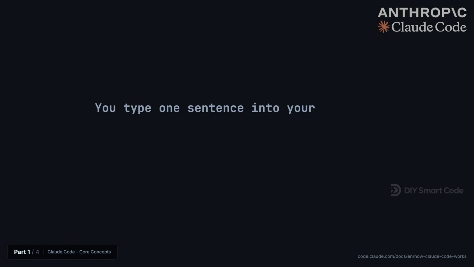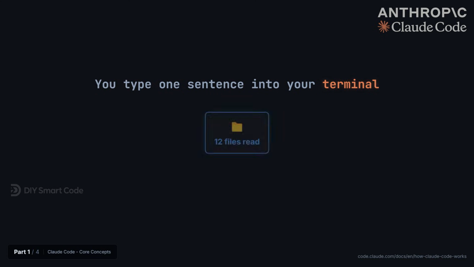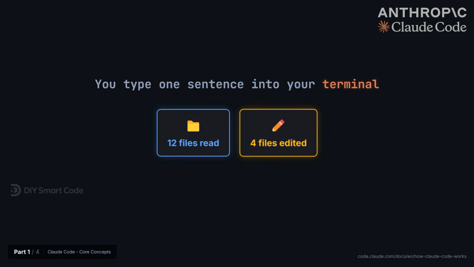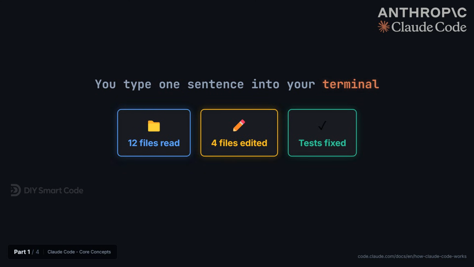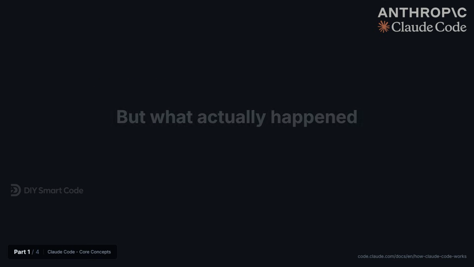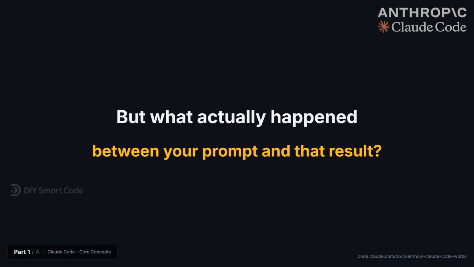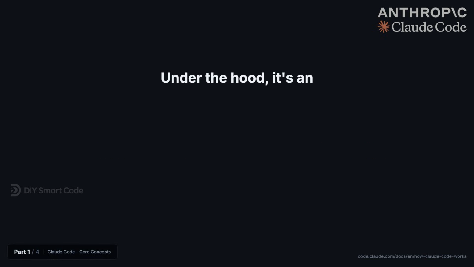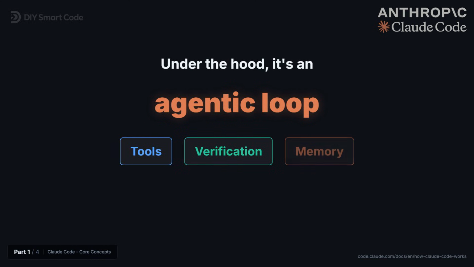You type one sentence into your terminal. Seconds later, Claude Code has read 12 files, edited 4, and fixed your failing tests, all without you touching a thing. But what actually happened between your prompt and that result? Under the hood, it's an agentic loop, a system of tools, verification, and memory. And once you understand that system, your results get dramatically better.